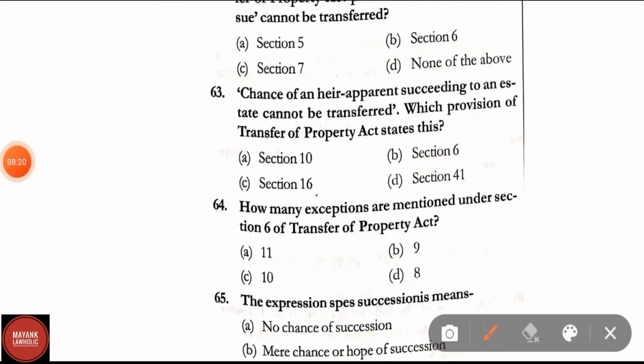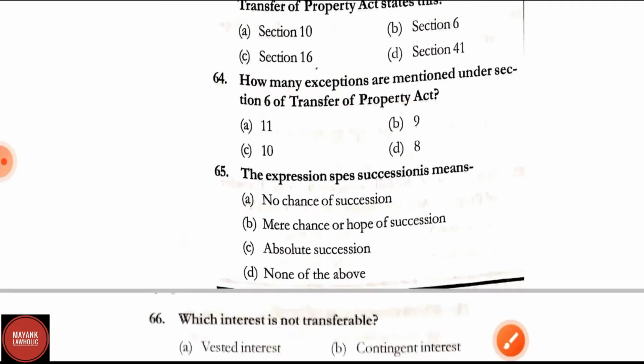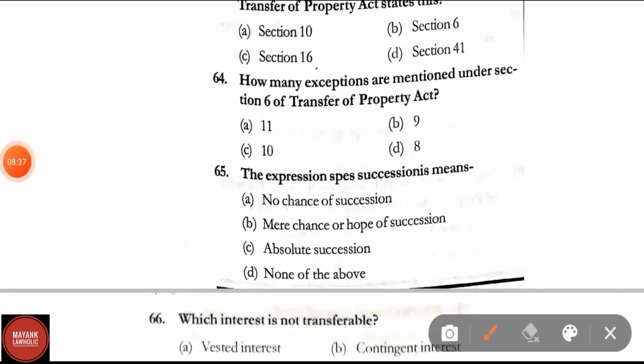Question number 63. Chance of an heir apparent succeeding to an estate cannot be transferred. Which provision of the Transfer Property Act state this? Section 10, section 6, section 16, section 41. Correct answer is section 6. Question number 64. How many exceptions are mentioned under the section 6 of Transfer Property Act? There are total 10 exceptions mentioned in the Transfer Property Act. Therefore, option C will be the correct answer.